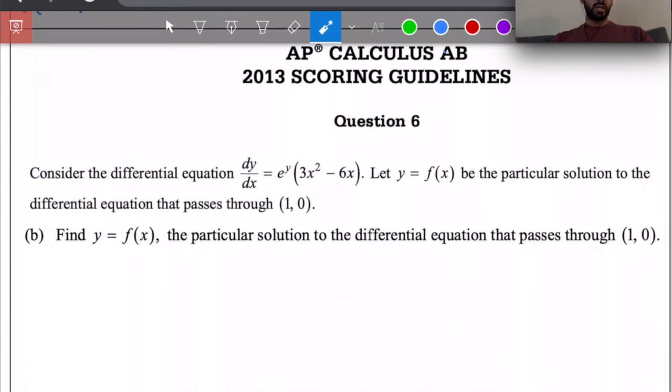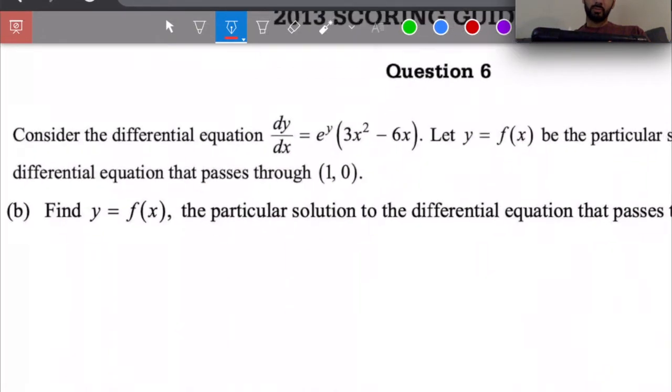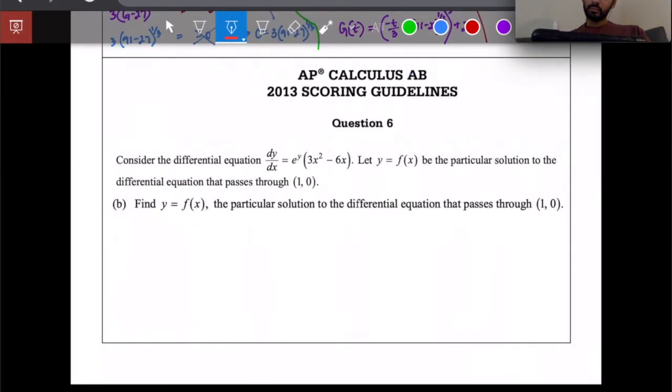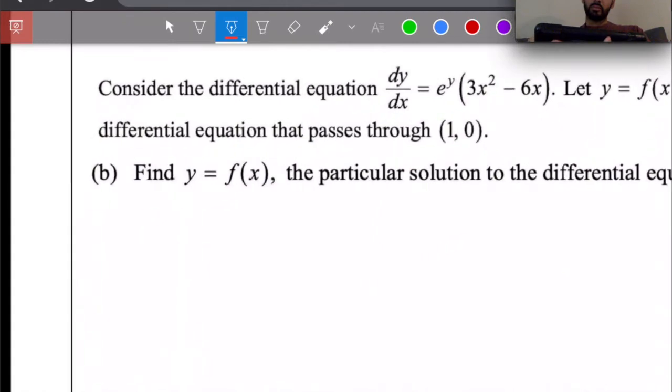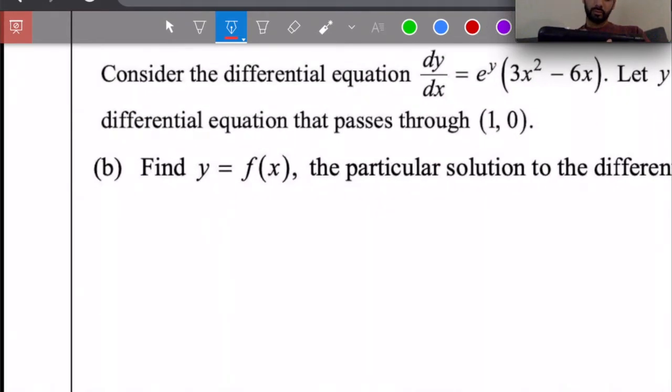All right, here's an example with another particular solution, finding the particular solution to a differential equation. So I'll work this a little bit faster this time. And I'll separate my variables to start off. 1 over e to the y dy equals 3x squared minus 6x dx.